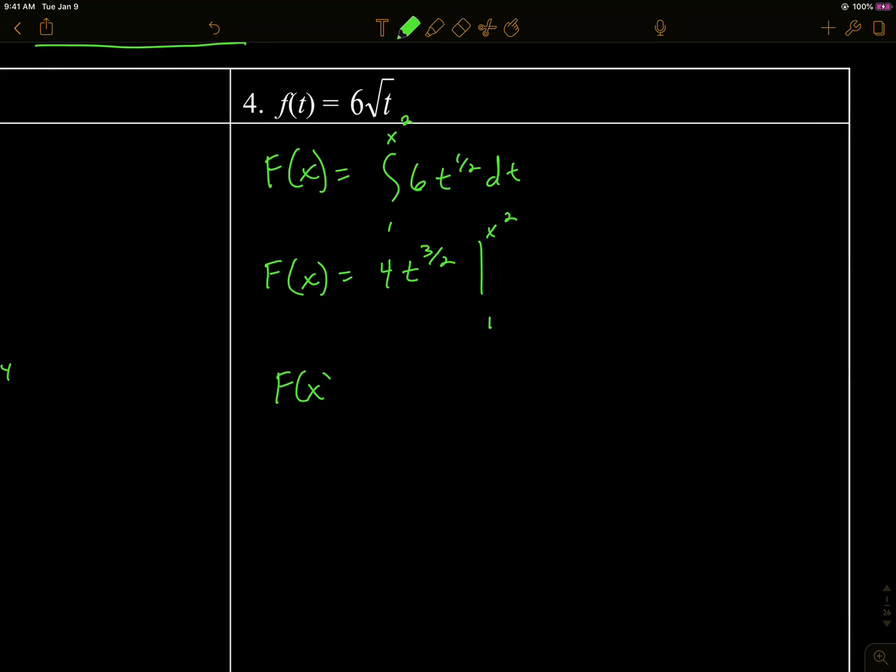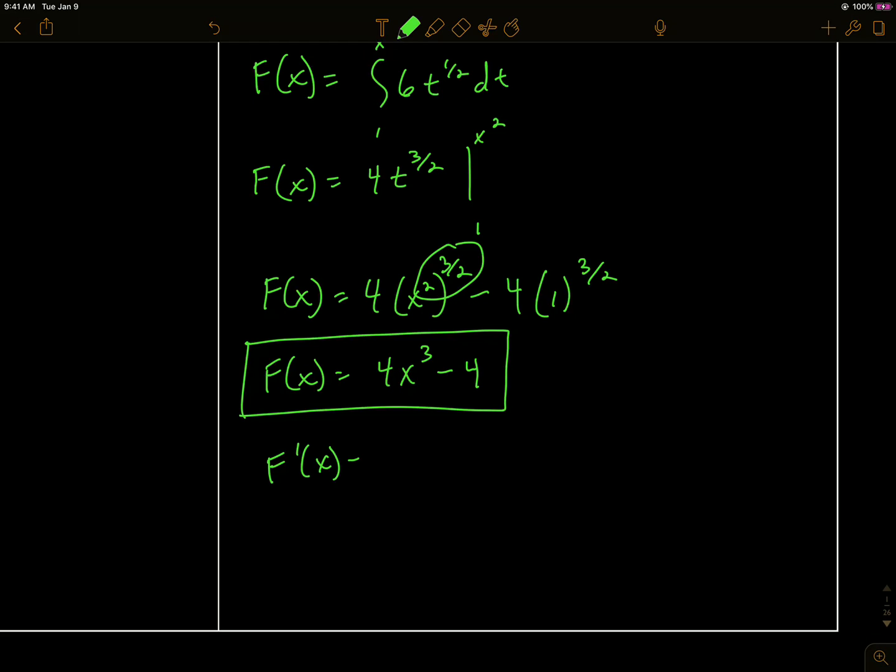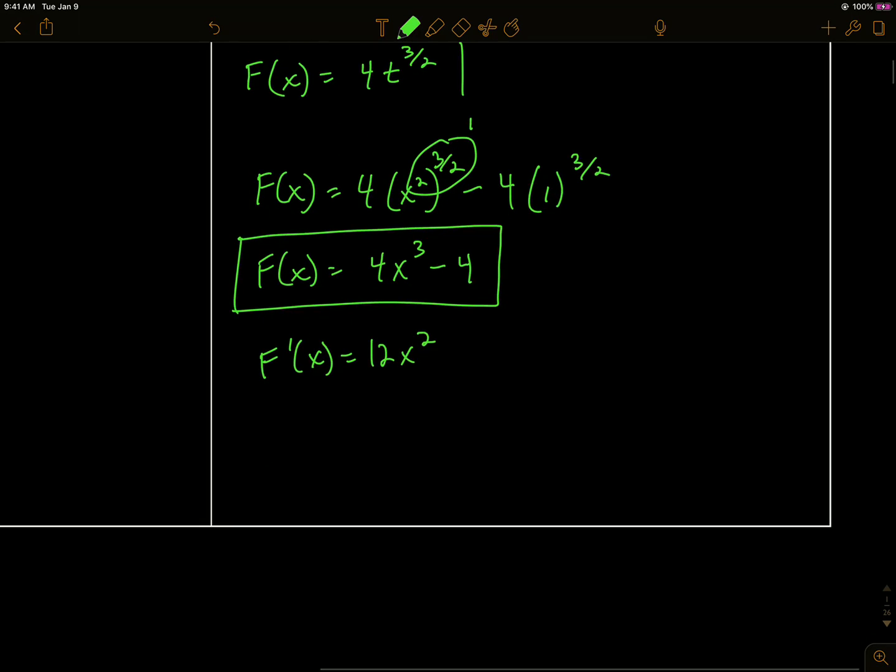So that means I plug in my x squared for t, and then minus when I plug in my 1 for t. So my capital F of x, remember I'm multiplying my exponents in this situation, so 2 times 3/2 is just 3, so that's going to be 4x to the 3rd. This is just 1. 1 to the 3/2 is 1, so 4x to the 3rd minus 4. And then if I take the derivative of that, I'm going to get 12x squared.